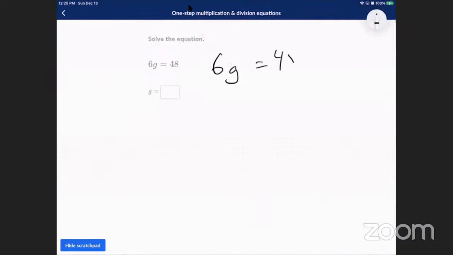I know that 8 times 3 is 24. So 8 times 6 would be 48. So then we would have g equals 8.